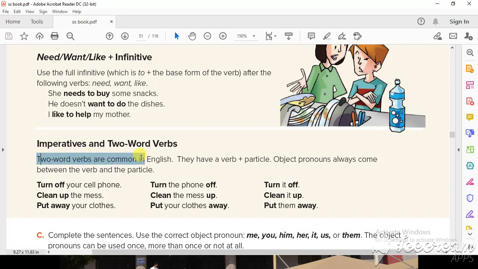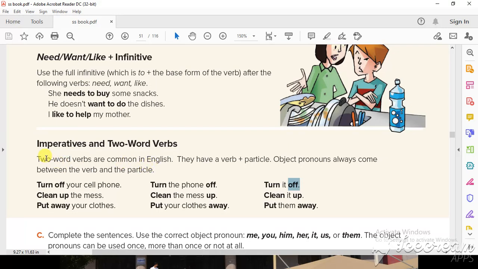Two-word verbs are common in English. They have a verb plus a particle, when a verb like turn is followed by a particle, like a preposition. Object pronouns always come between the verb and the particle.